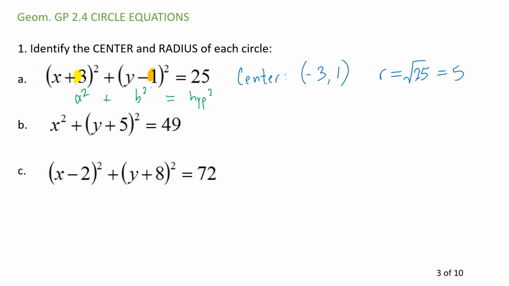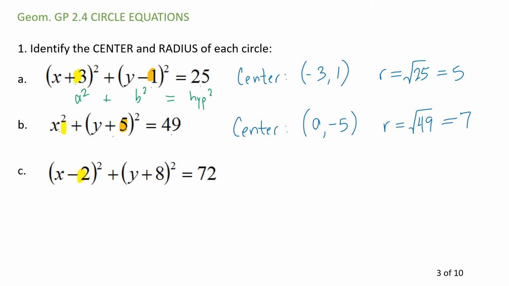This circle is centered at 0, -5, and has a radius of the square root of 49. The center is the number that's with the x, which is a 0, and the number that's with the y, which is a 5, changing the sign. Change the x, change the y, and the radius is the square root. Don't forget to take the square root regardless of what it is.